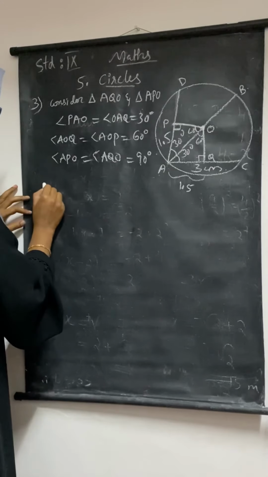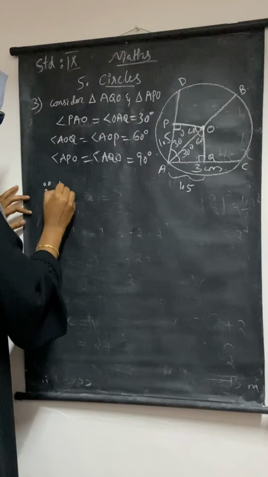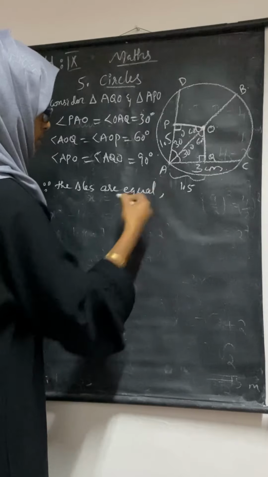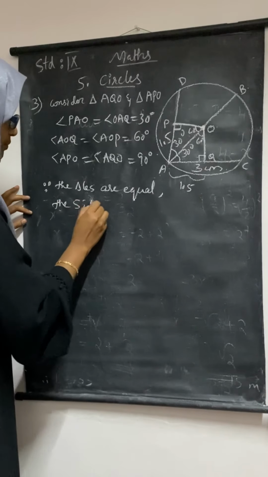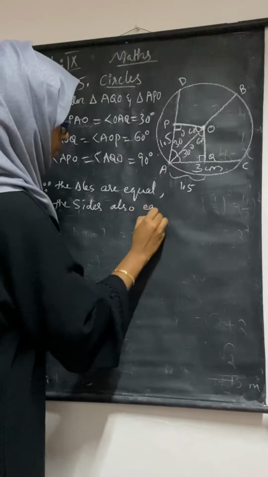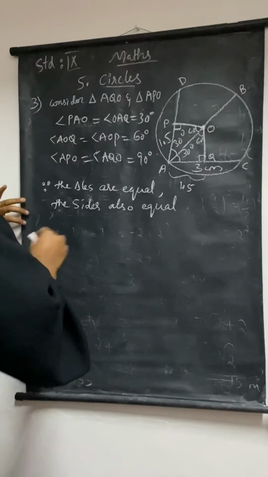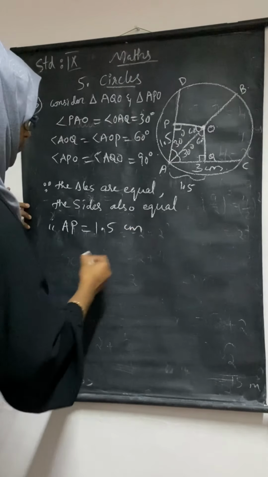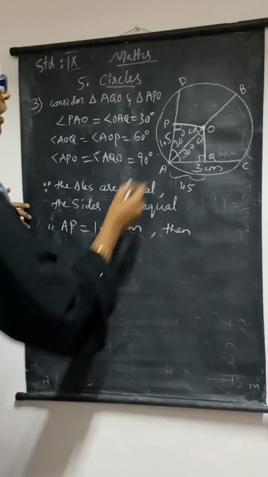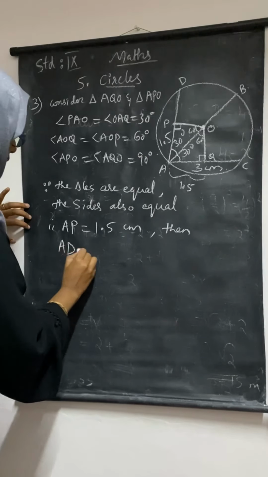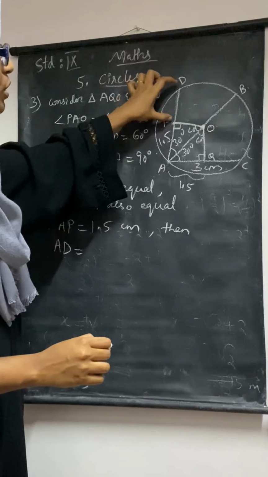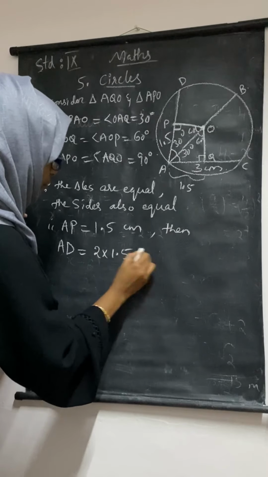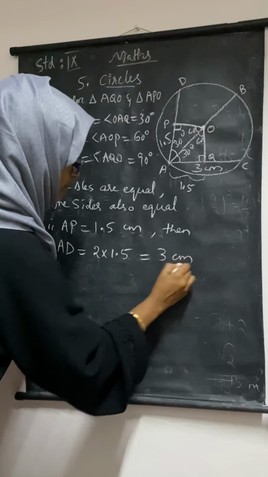So we can say that since the triangles are equal, the sides also equal. Therefore, AP is equal to 1.5 centimeters. Then you can find out AD. AP is 1.5, so PD also 1.5. So what will be AD? 2 into 1.5, or 1.5 plus 1.5, you will get 3 centimeters. So this is the answer.